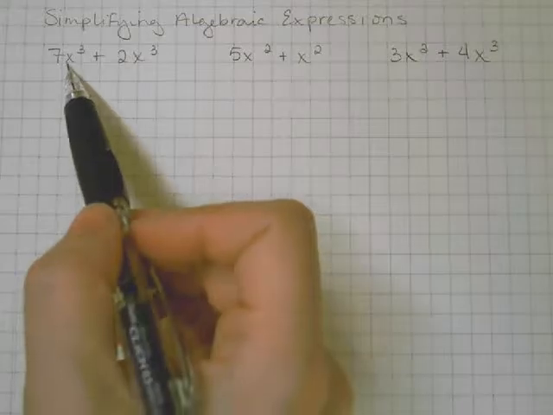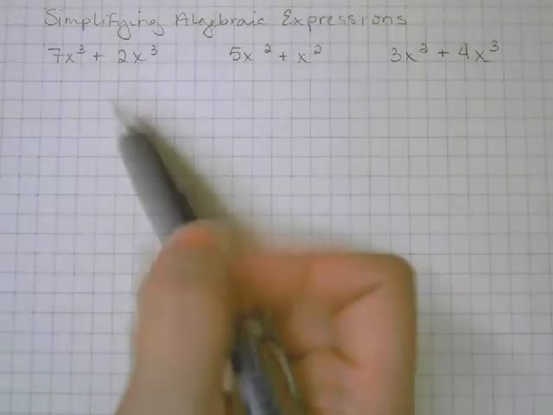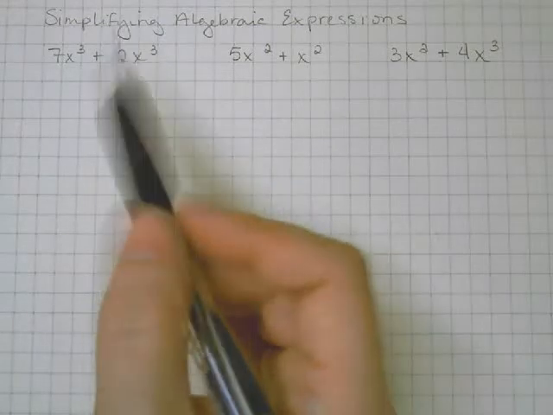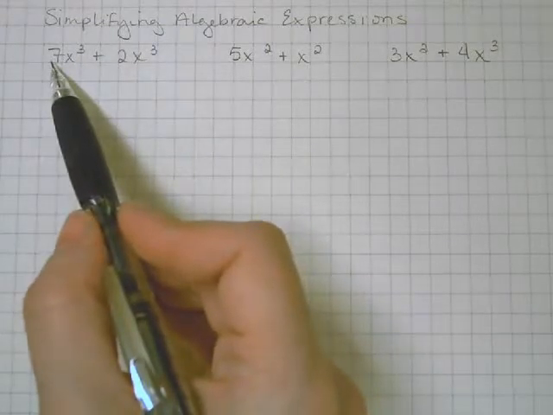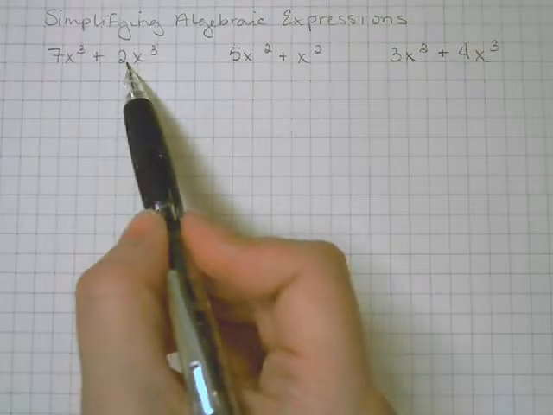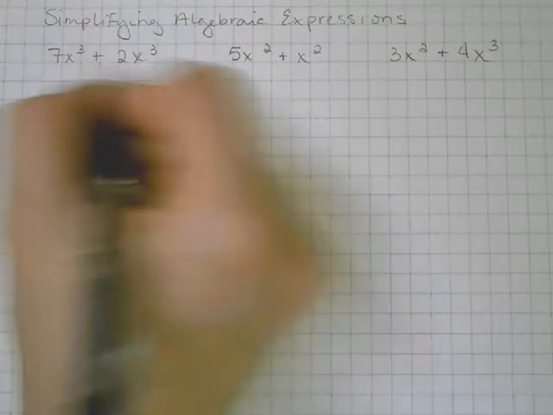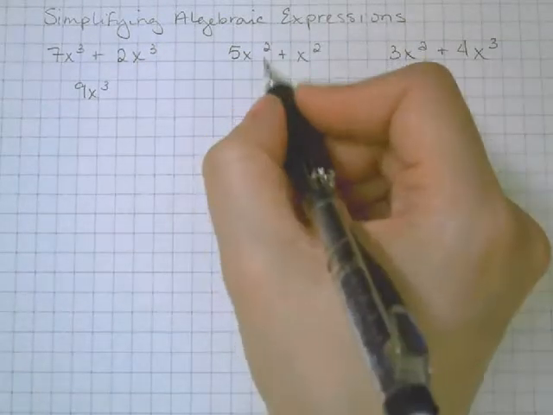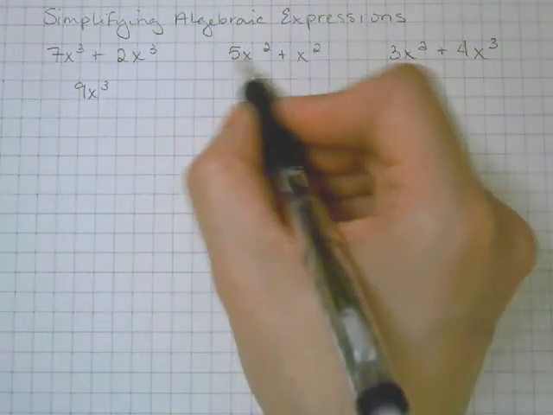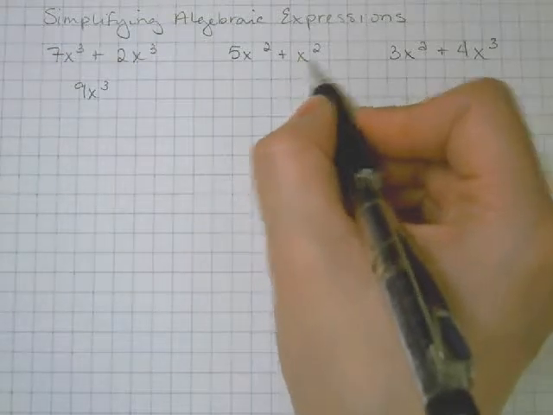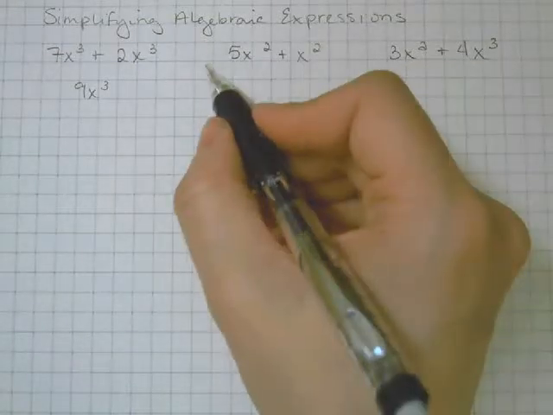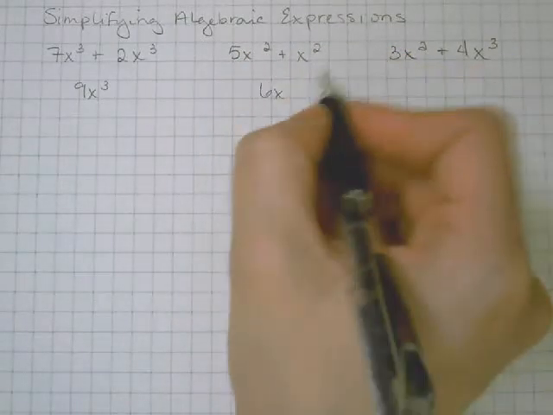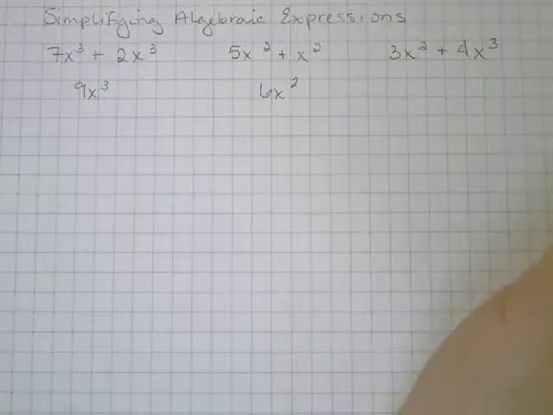If I have 7x to the third plus 2x to the third, those are both x to the thirds. So if I have 7 of them, adding 2 of them, then that's simply going to be 7 plus 2 is 9, x to the thirds. If I have 5x to the second and just a single x to the second, which is 1x to the second, that's going to be 5 plus 1, which gives me 6. I'm sorry, x to the second. I meant to say x to the second.